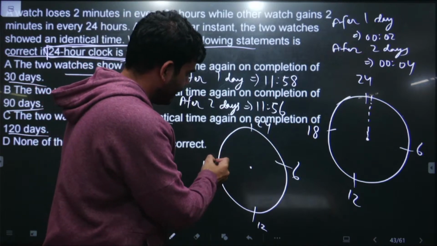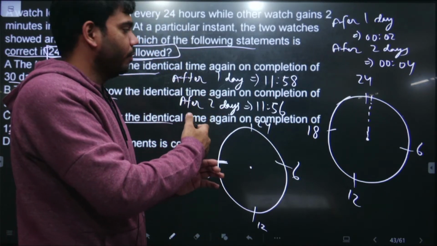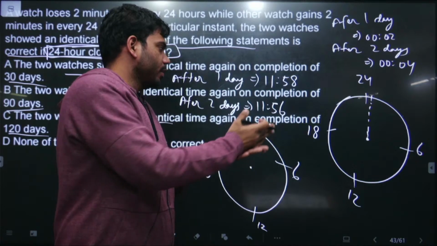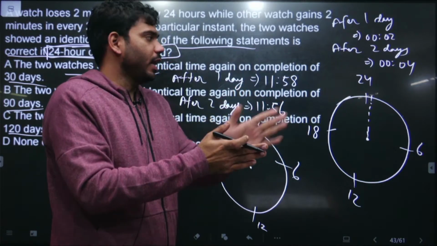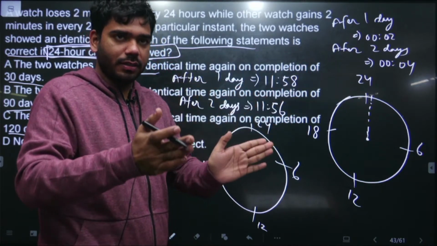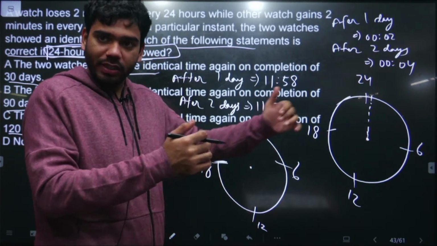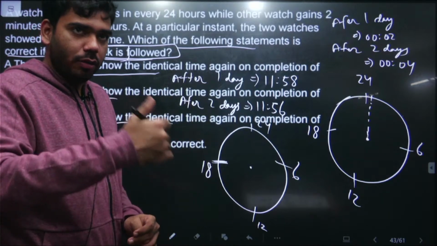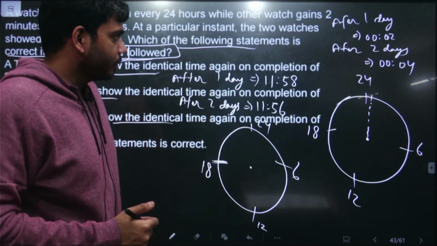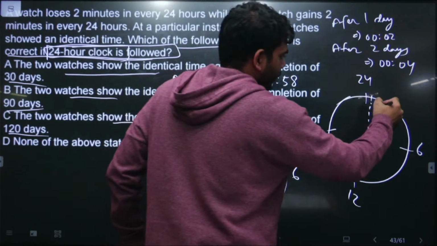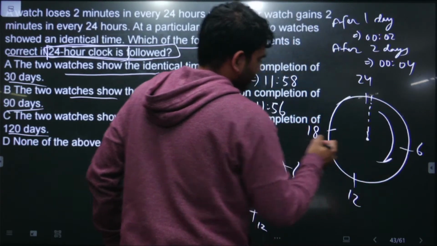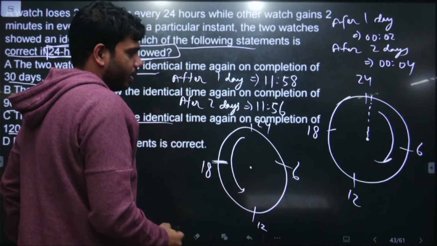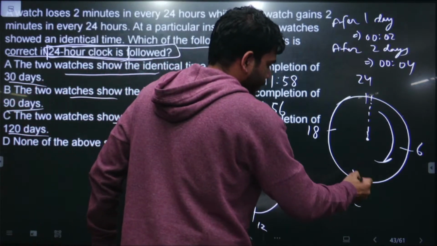After some days, what will happen? This will be showing 18. It is just evening. When it was exactly 12, after some days it will be losing 2 to 3 hours. So when it loses 2 to 3 hours, it will be showing evening 11 o'clock, 10 o'clock, 9 o'clock. So over a period of time, this clock will be going in this direction and this clock will be going in this direction. So they will be meeting exactly at this point.